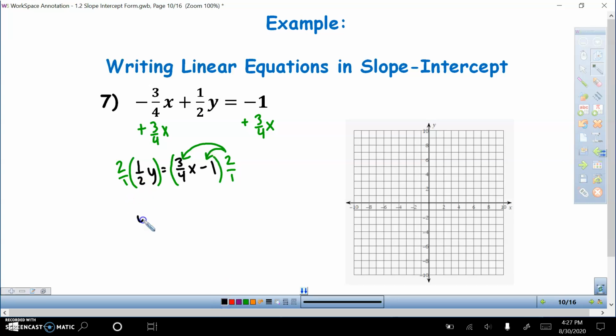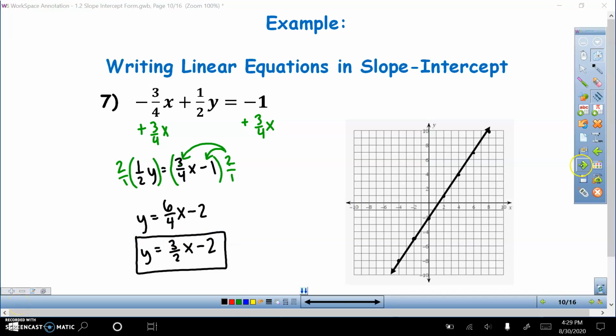And we're going to distribute on the right side. On the left side, I just have y equals, when I distribute this fraction to the fraction, I multiply together the numerators, so 3 times 2 would be 6. Multiply together the denominators, so 4 times 1 would be 4, x. And then times the -1 would be -2. Simplify your fraction. And then you can just plot your graph and you'll be good to go. So your line should look something like that.